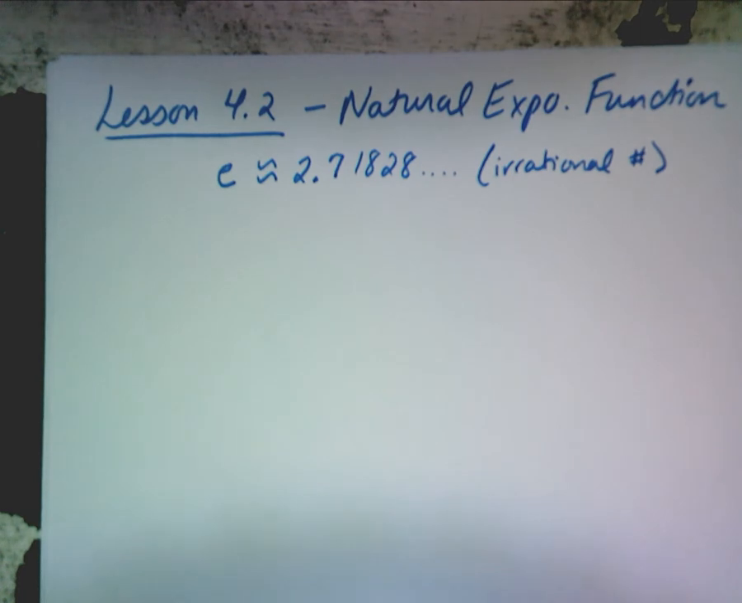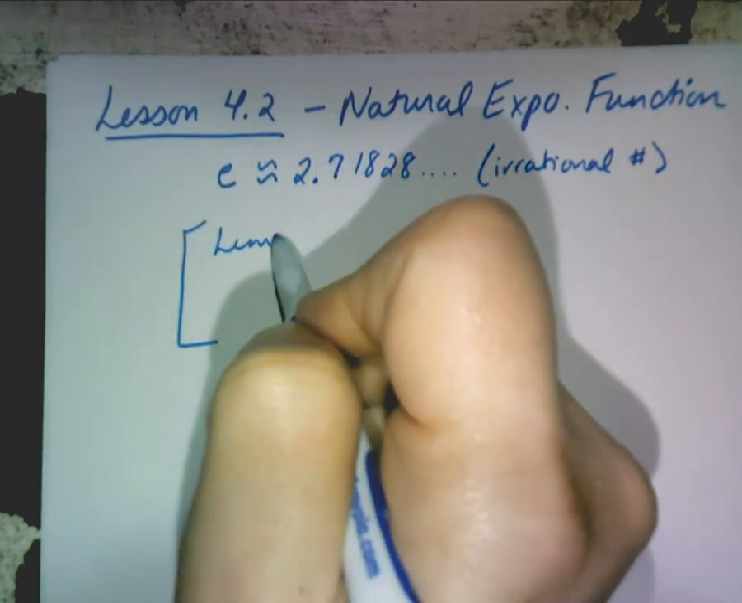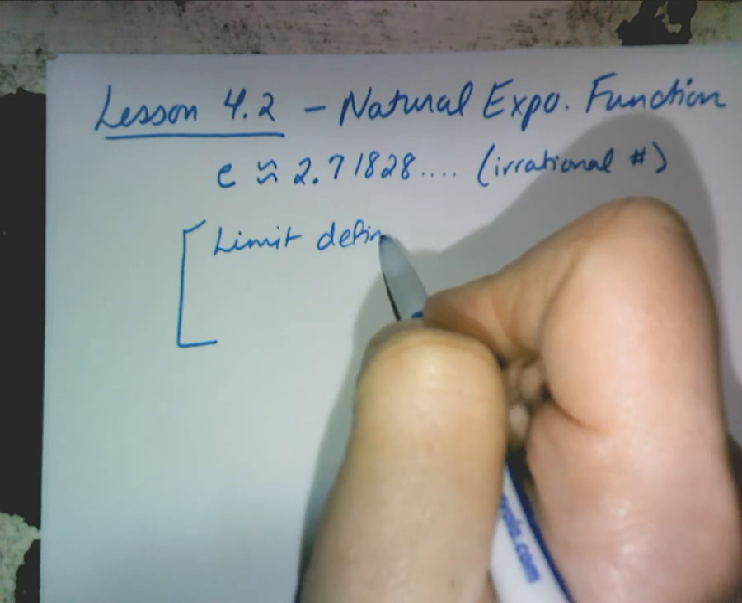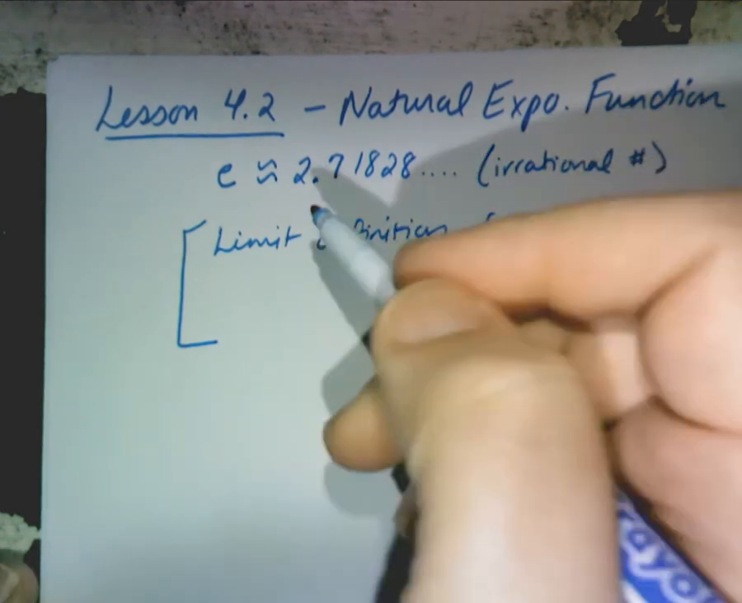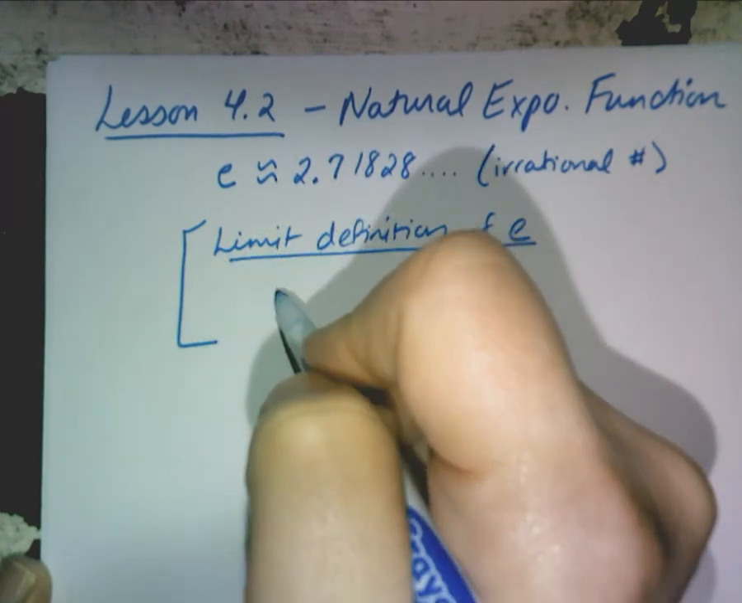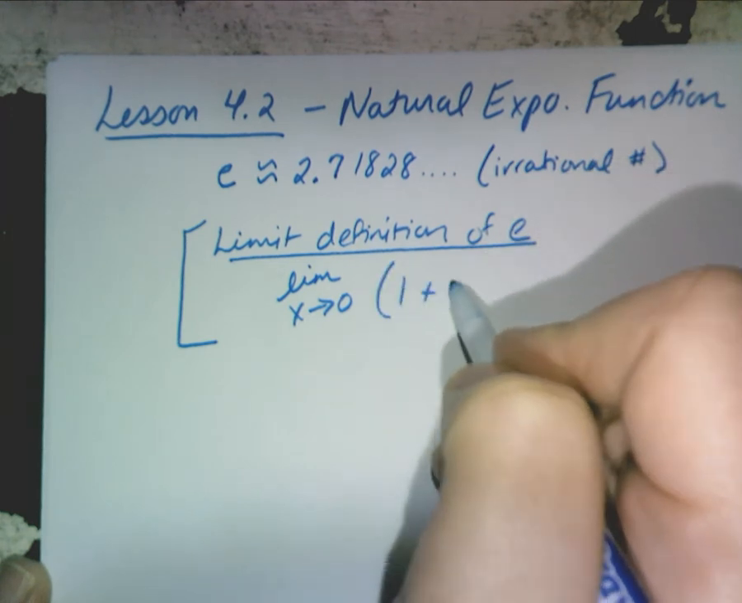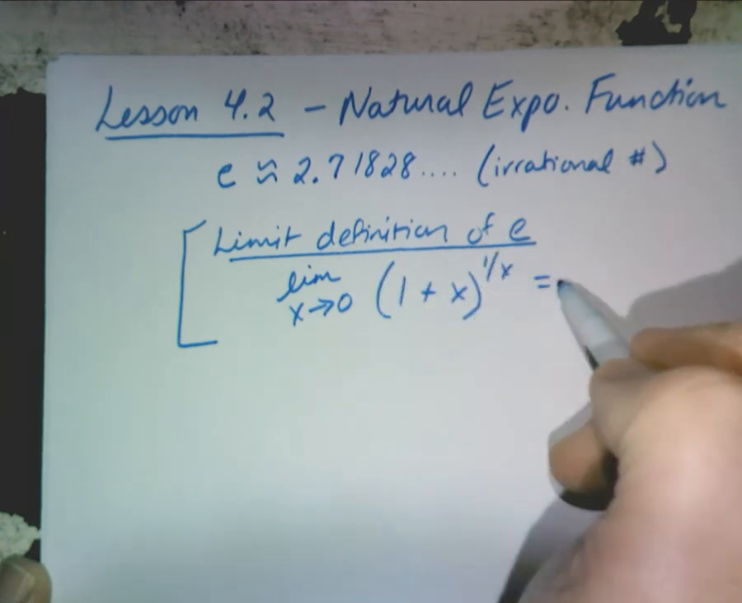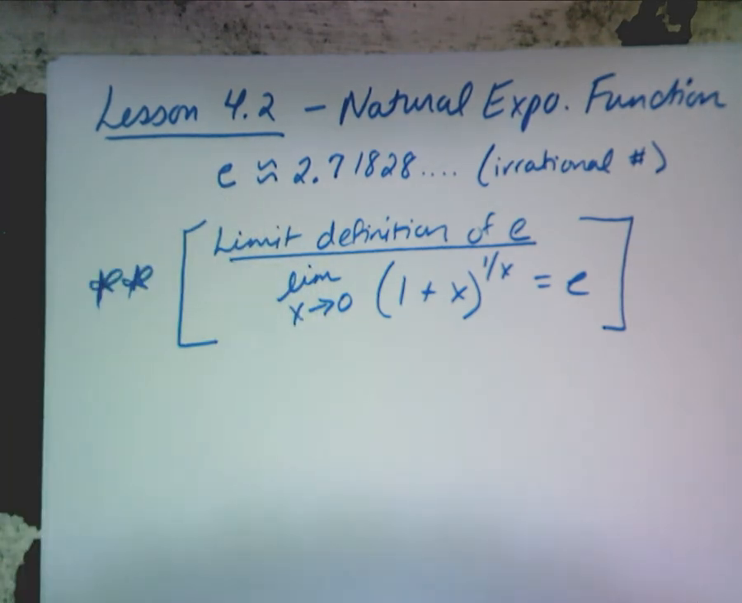It is an irrational number, meaning just like pi, it goes on forever. It cannot be written as a fraction. It doesn't end. Okay, I do want you to write down, because we are in calculus, the limit definition of e. And we will be applying this later on in the chapter. The limit definition of e is the limit as x approaches 0 of (1 plus x) to the 1 over x equals e. And that right there is equivalent to e.